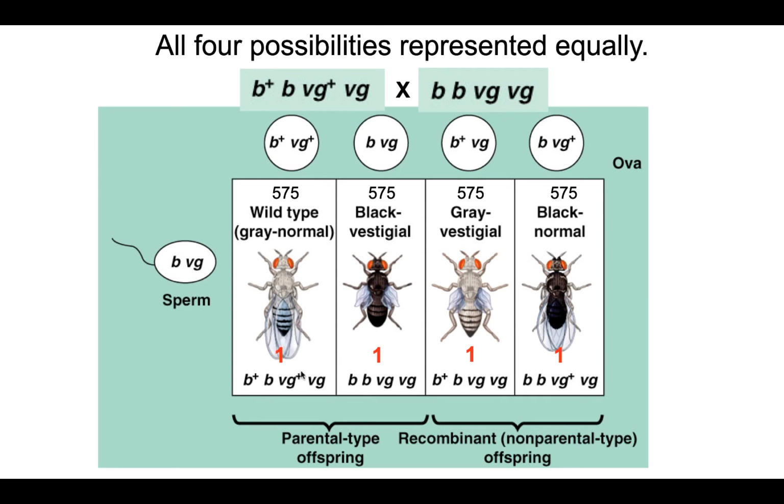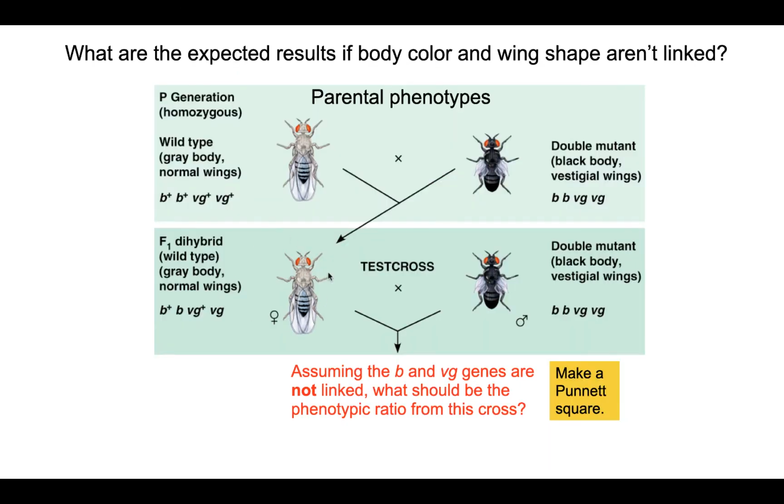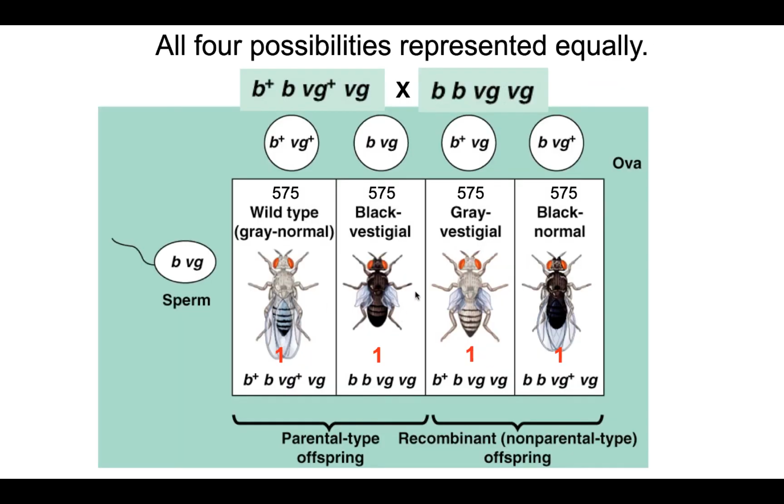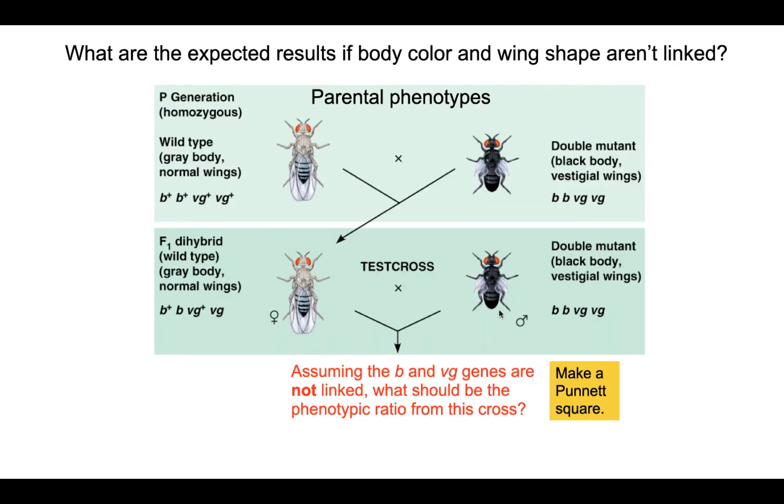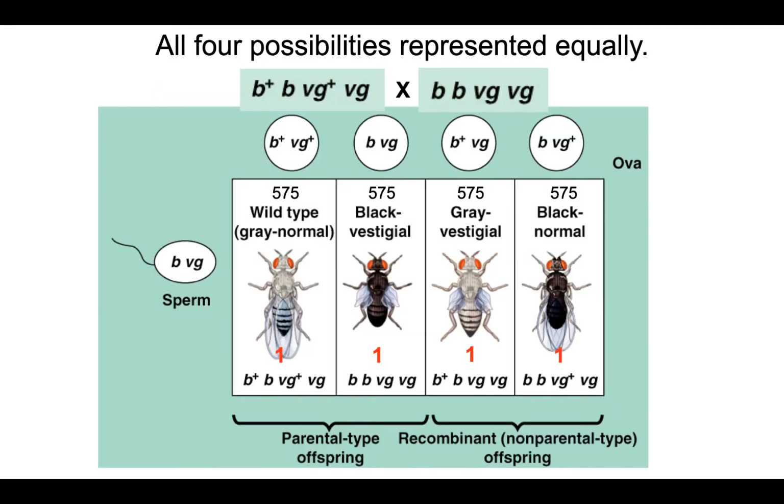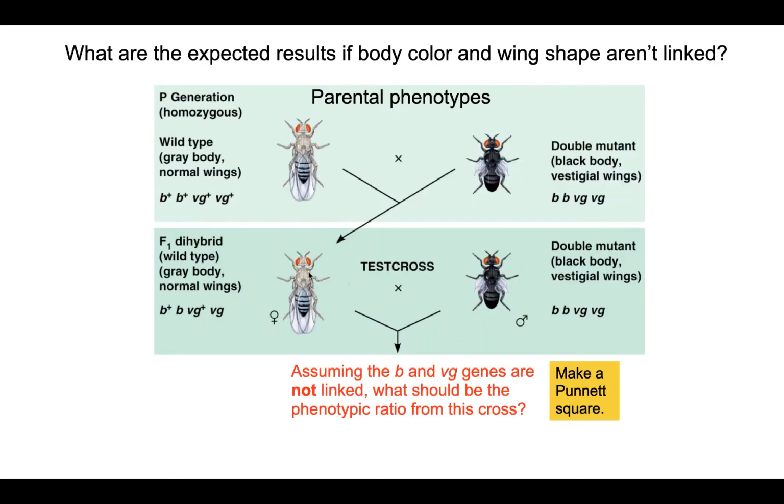Okay, let's look at the phenotypes and let's break them down into what's called parental phenotypes and recombinant phenotypes. These two guys here, wild type wings, wild type color, that's one of the parents. Right, so that's a parental phenotype. This guy here, mutant wings, mutant body color, that's the other parent. So those are called parental phenotypes or parental offspring. Now look at these two. These are recombinant offspring because it's a recombination of what you see in the parents.